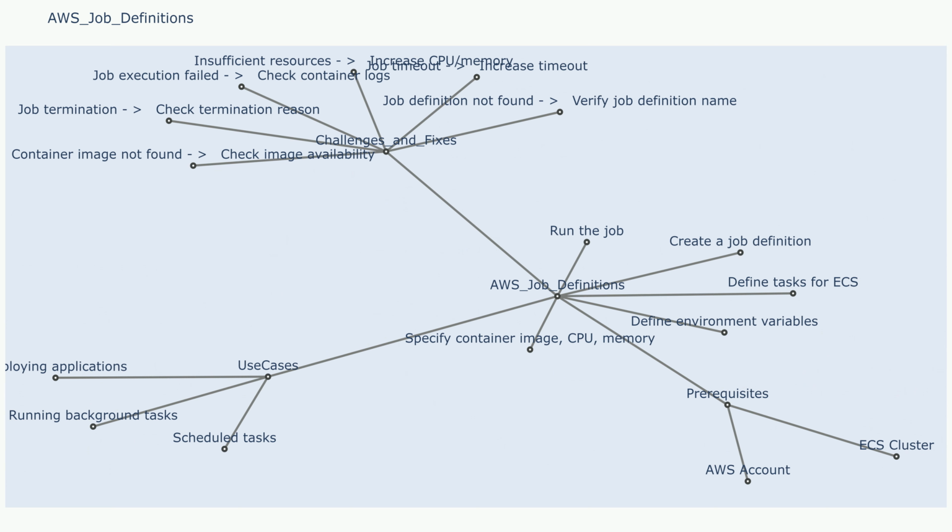Job termination. Check termination reason. Examine the reason for job termination in the ECS event logs. Common causes include insufficient resources, health check failures, or exceeding resource limits. Investigate potential issues based on the termination reason. Investigate any underlying problems in your application, job definition, or ECS cluster configuration.